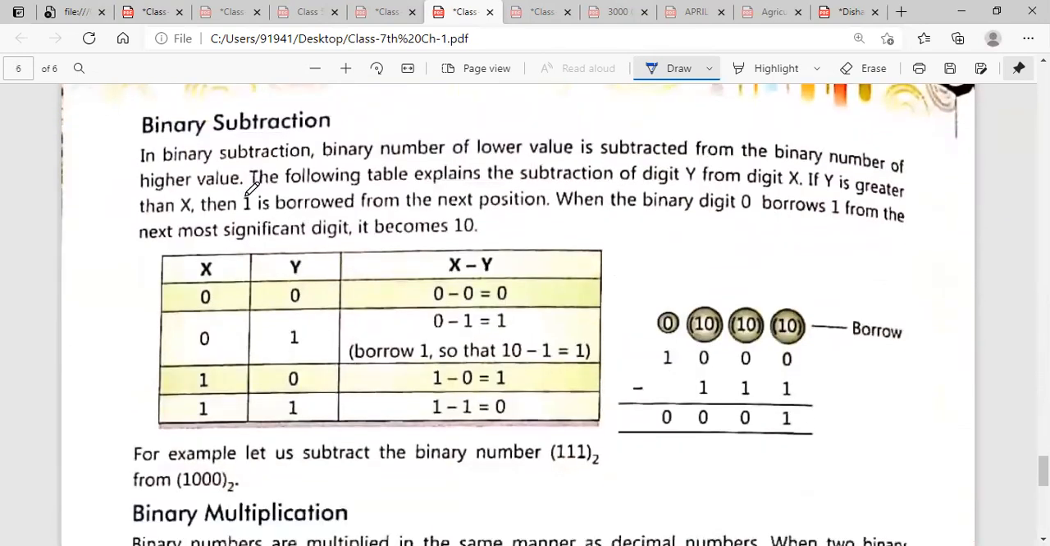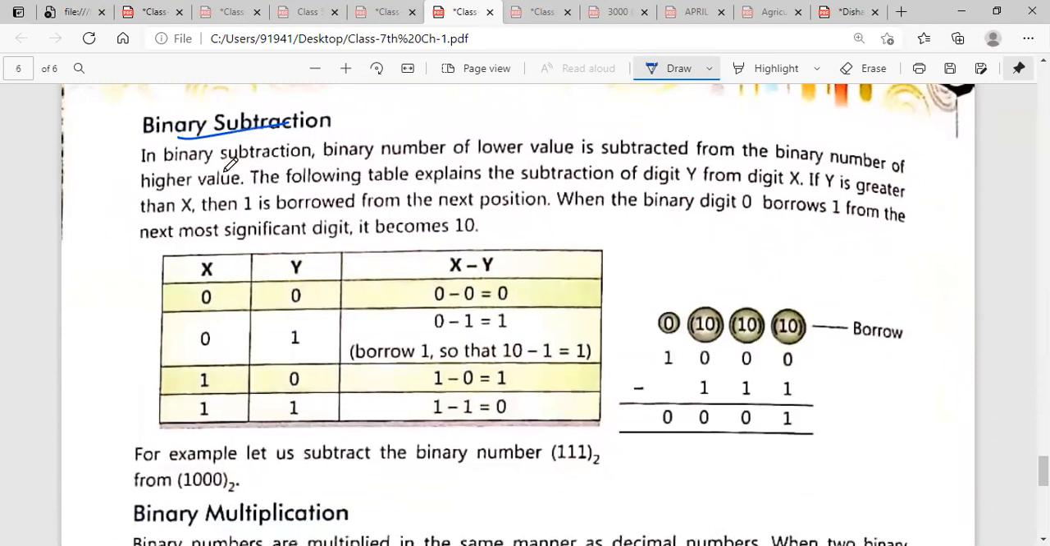Now the next operation is binary subtraction. Now what is binary subtraction? In binary subtraction, underline this line, the binary number of lower value is subtracted from the binary number of higher value. We will subtract the lower value from the higher value. The table explains the subtraction of digit y from x.